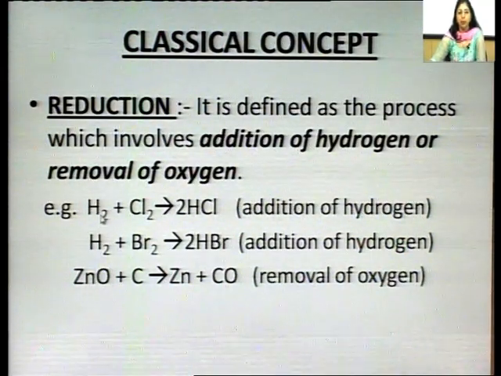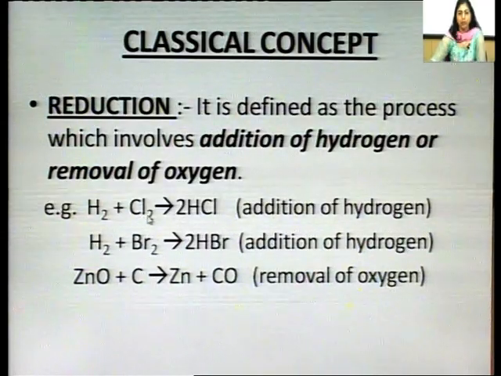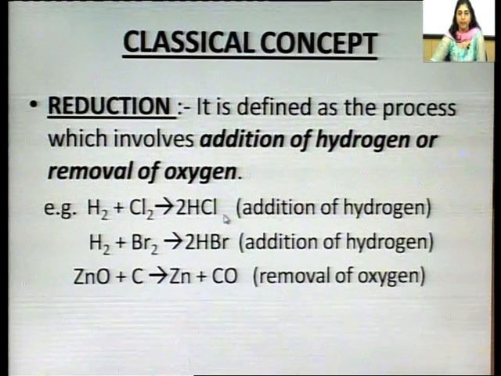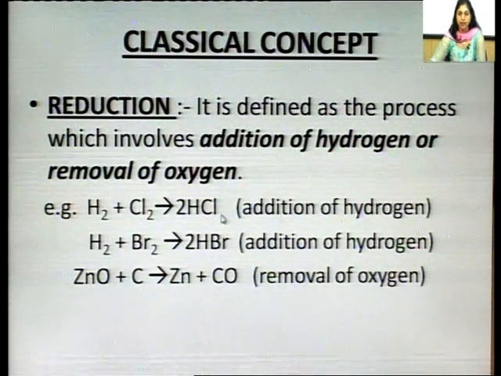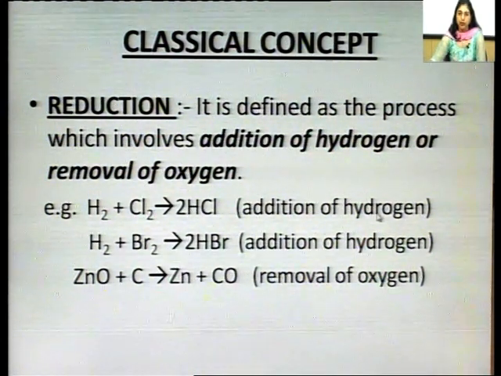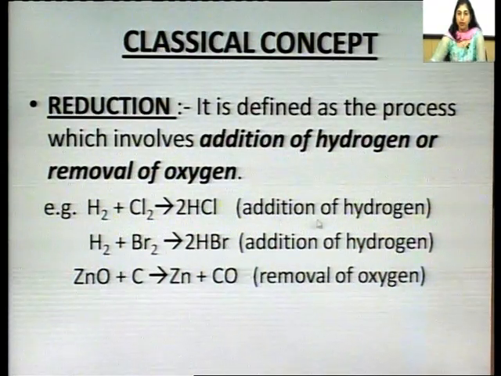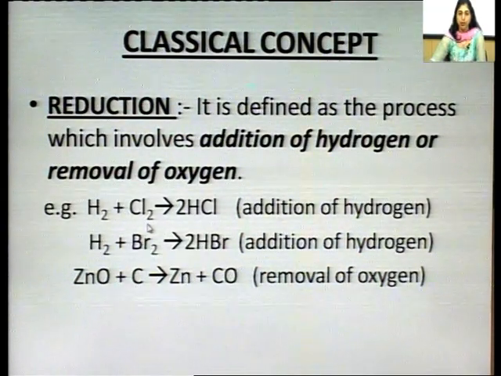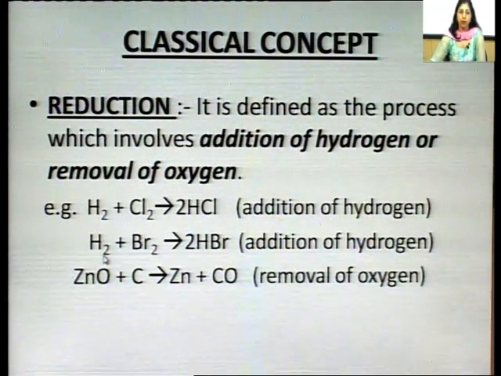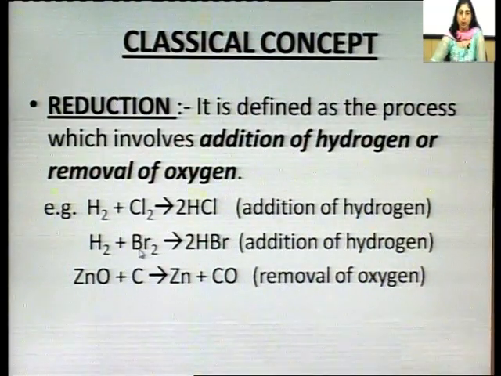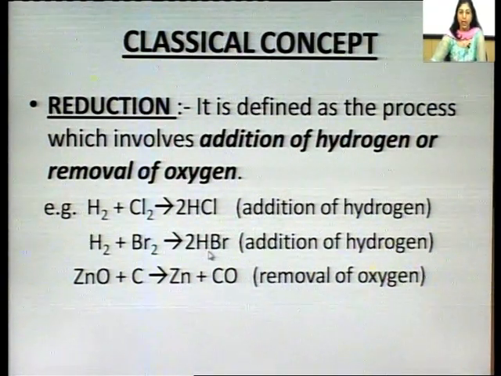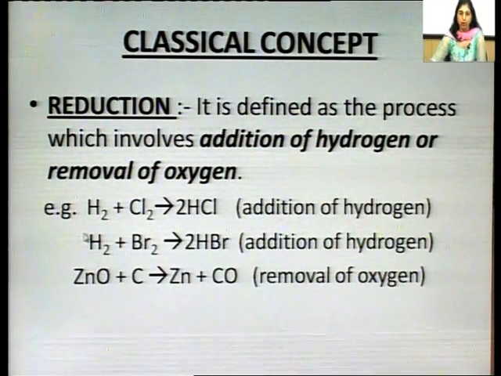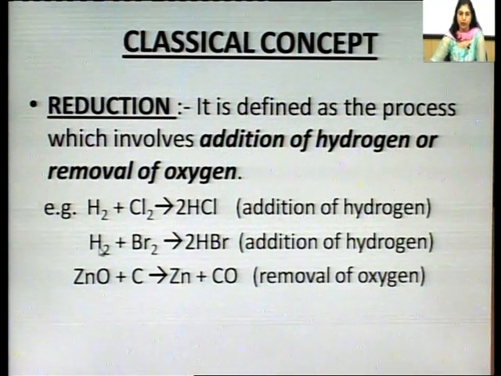In the first example, hydrogen reacts with chlorine, resulting in the formation of HCl, that is hydrochloric acid. This is an example of reduction where hydrogen is added to chlorine. Similarly, in the second reaction, hydrogen combines with bromine and gives HBr. Again, it is addition of hydrogen, so called reduction.